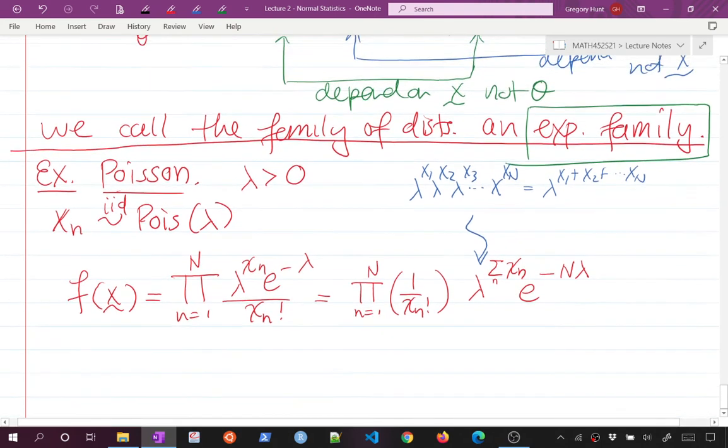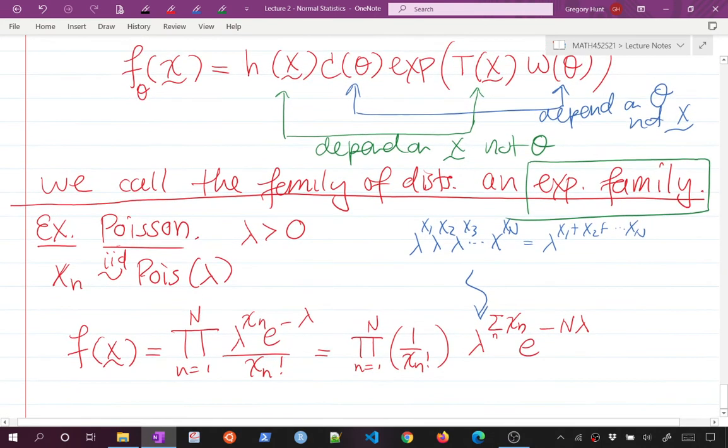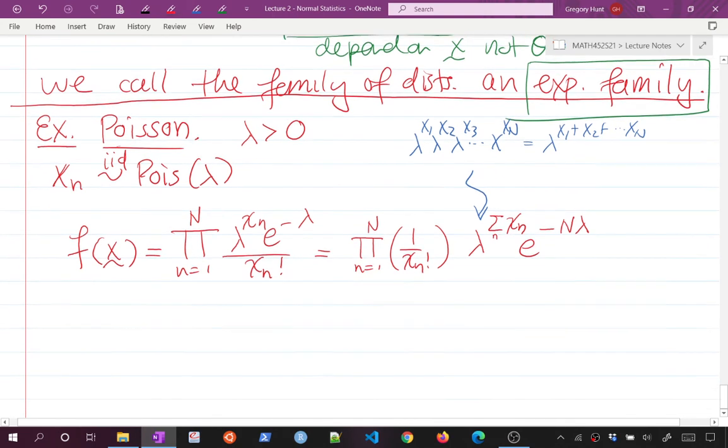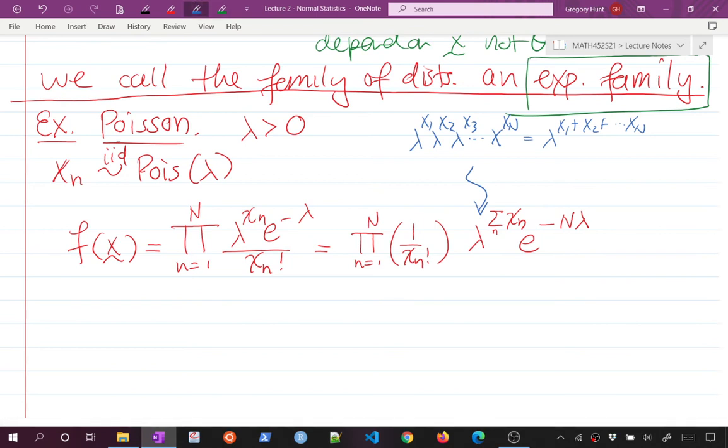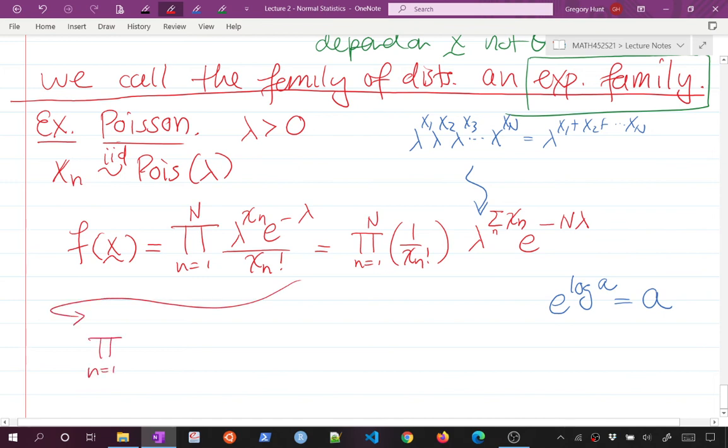Okay. It doesn't quite look like an exponential family. What I have to do is find h, c, t, and w to make this true. I'm going to pull one more trick, which is we have to remember that if I say e to the log of some quantity a, that's the same thing as a, right? Because exponent and log undo each other. So I could write, let's bring this over here. So I have my part that depends on these factorials, that's ugly.